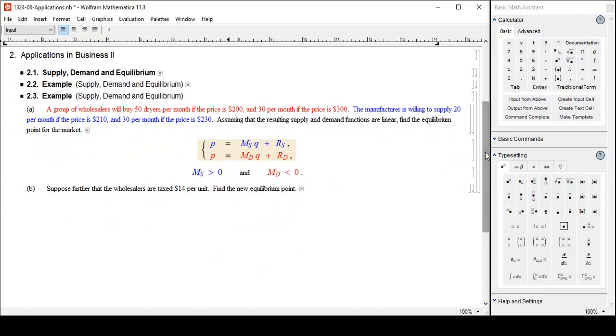Okay, now let's go one step further. Suppose further the wholesalers are taxed $14 per unit. Find a new equilibrium point. So we are considering the taxation as well.